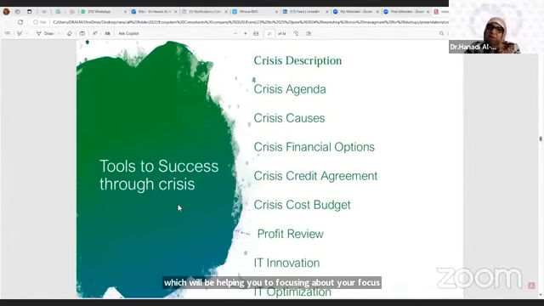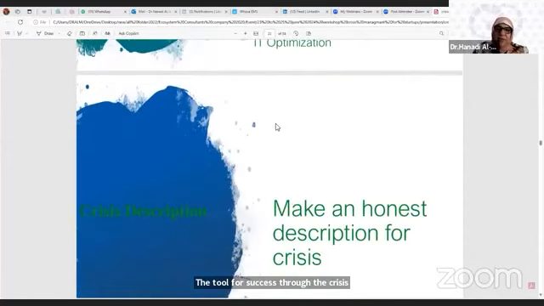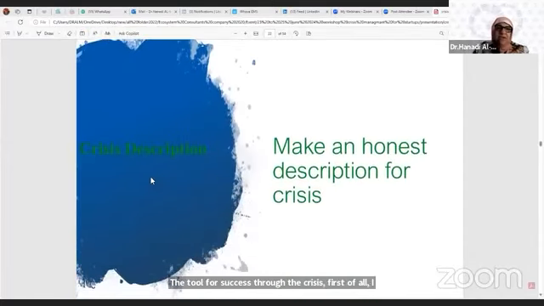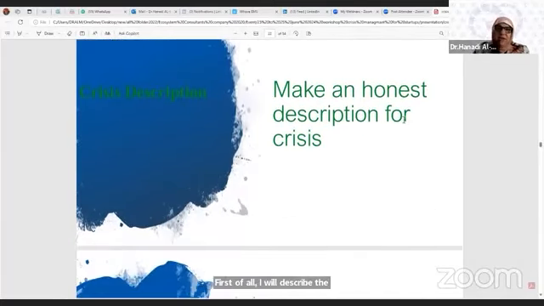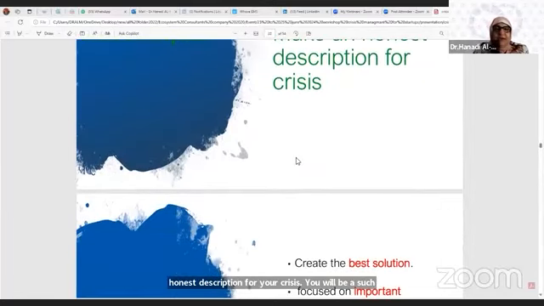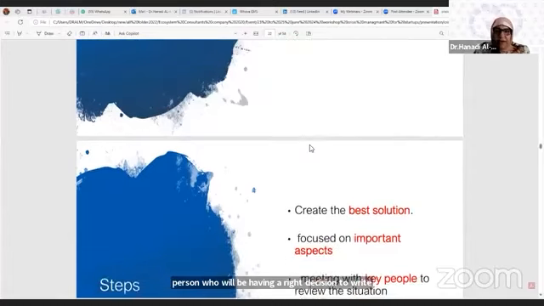The tool for success through the crisis. First of all, I will directly jump into the tools. First of all, I will describe the crisis, make an honest description of your crisis. You will be the person who has the right to write your crisis or to define your crisis.